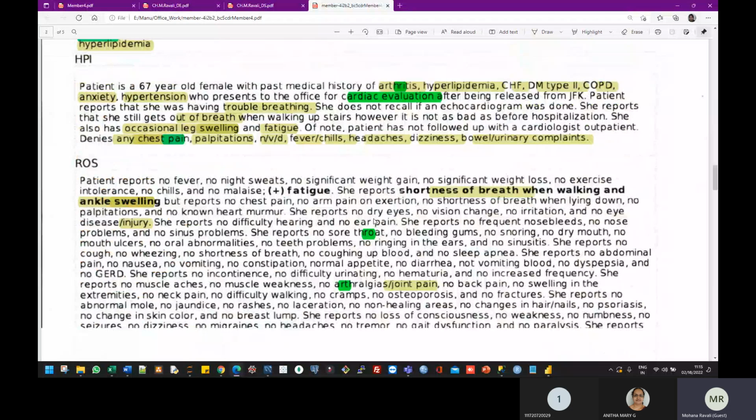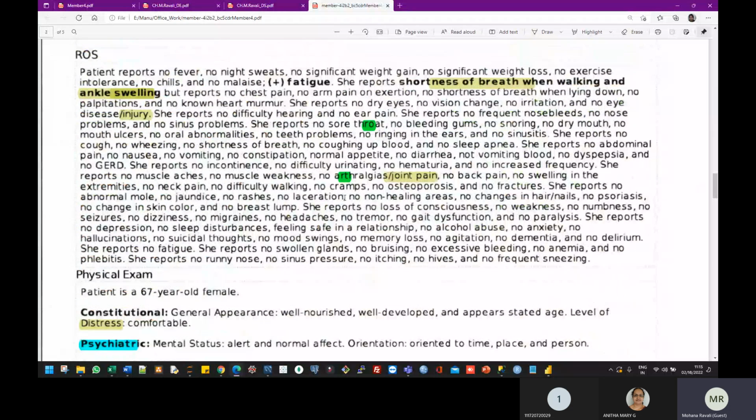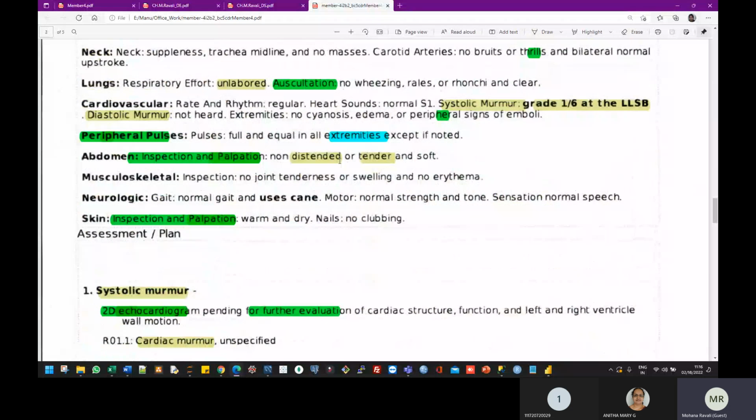See, non-distended. Non is the negation word. That didn't get highlighted, but the next word is highlighted. It should not get highlighted because it should take the complete word, non-distended. That is why, firstly, this result was when I used Tesseract in Python. You know that? For OCR in Python we have Tesseract. That is not accurate. I used that. Later I went to AWS, where we have Amazon Textract. That gave a better result finally.